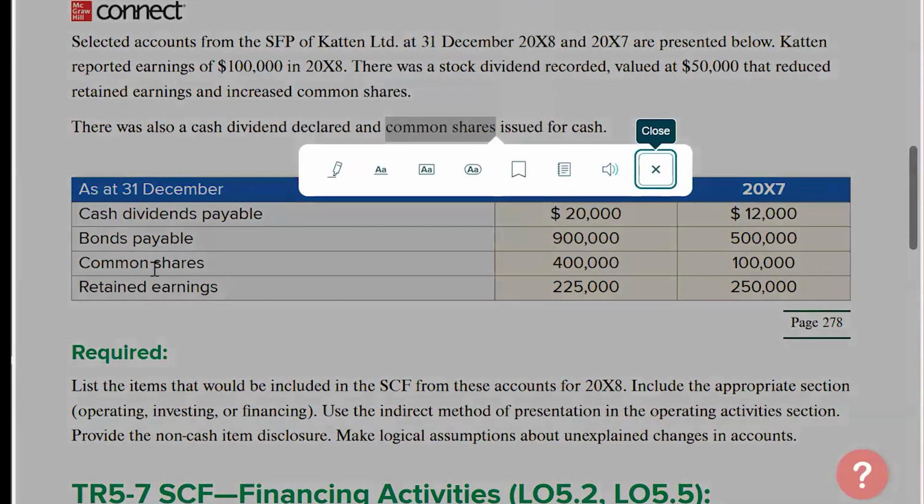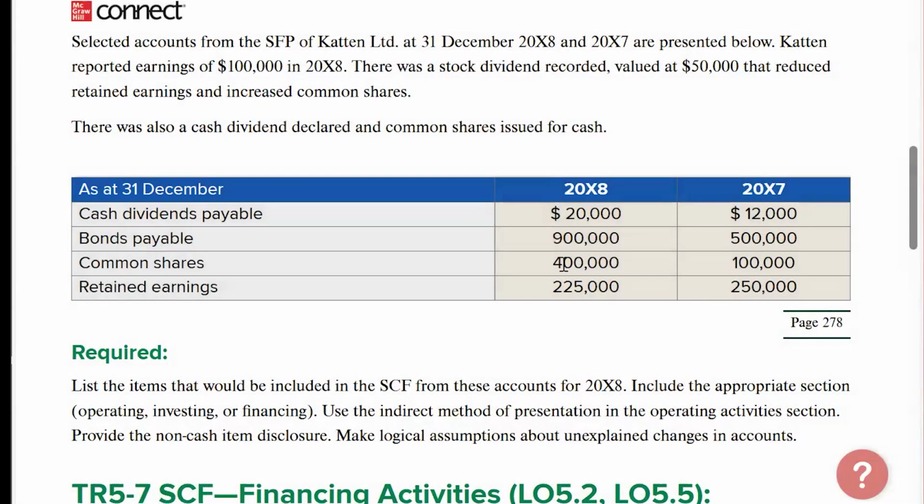So common shares, it says there's 100 and then there's 400 now. This one's a little more complicated because we also had an increase of common shares of 50. So basically what you would say is, well, I started with 100. I know I had 50 more that was a dividend, so had no cash. So we're at 150. Well, we got up to 400. The rest would be actual common shares issued for cash. And that would be an item on the financing activities as well.